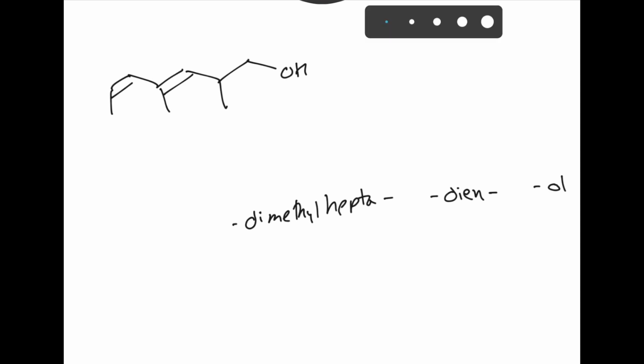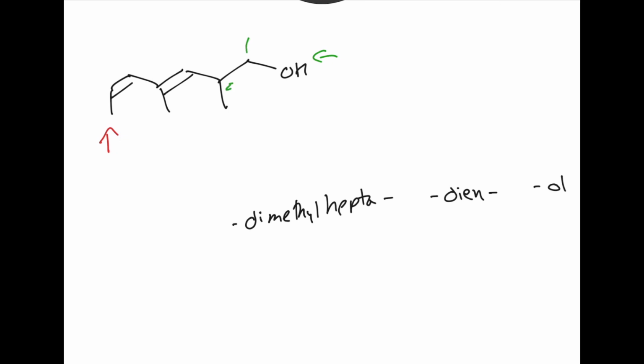So do I number it red direction or do I number it green direction? Green, because alcohol is most important. You want to make sure it has the lowest possible number. So this is going to be 1, 2, 3, 4, 5, 6, 7. So it's going to be 1-ol, 3,5-diene, 2,4-dimethyl.